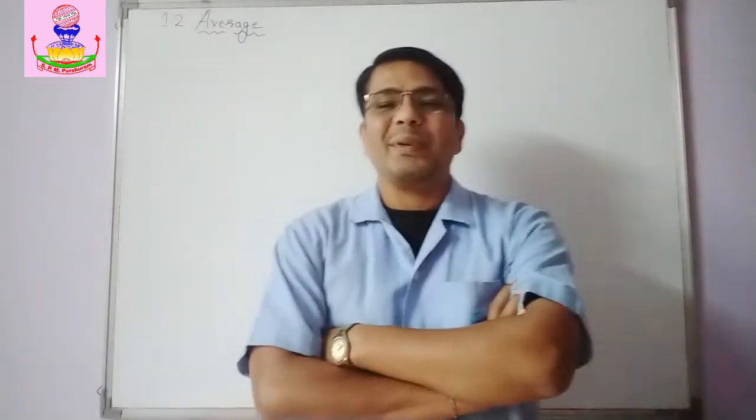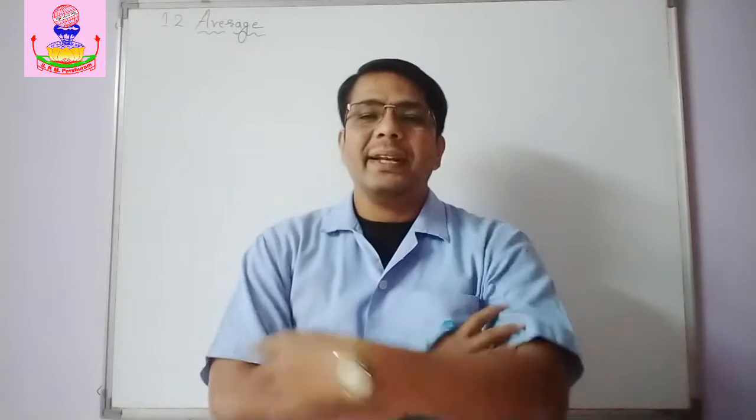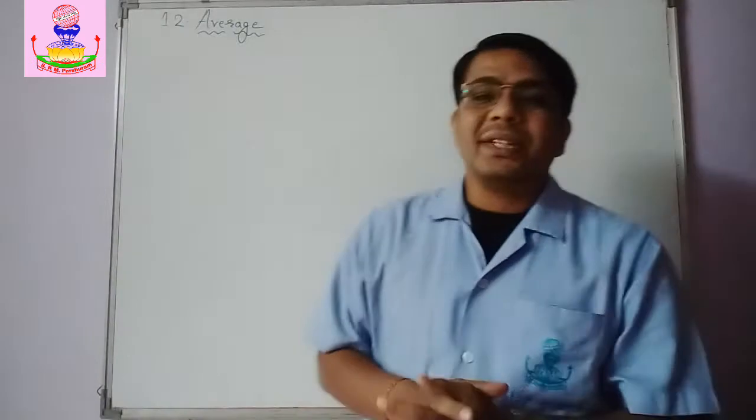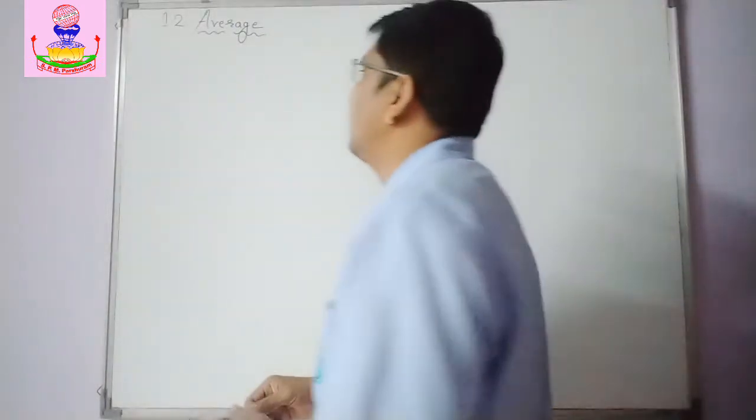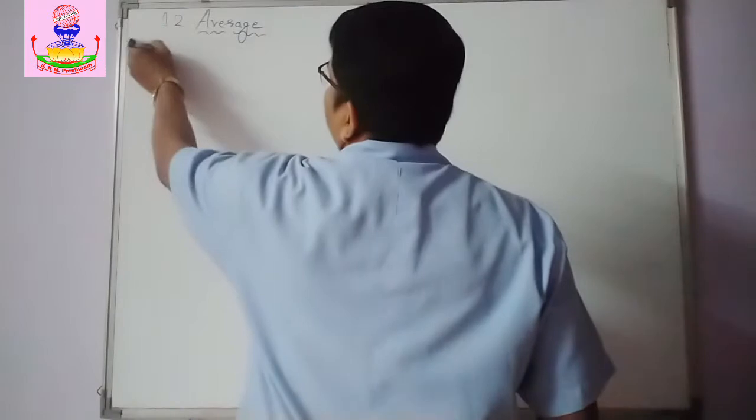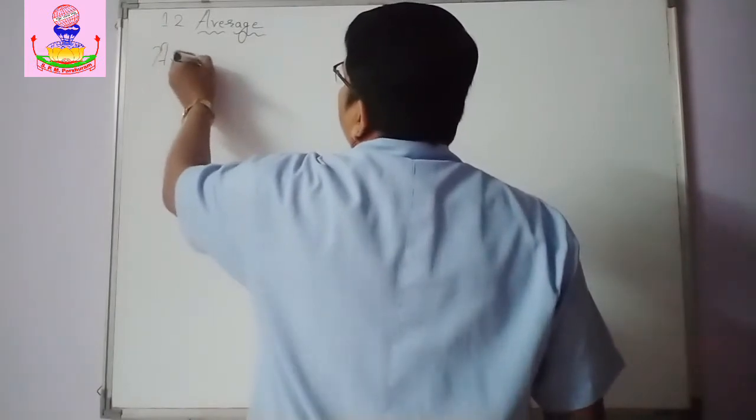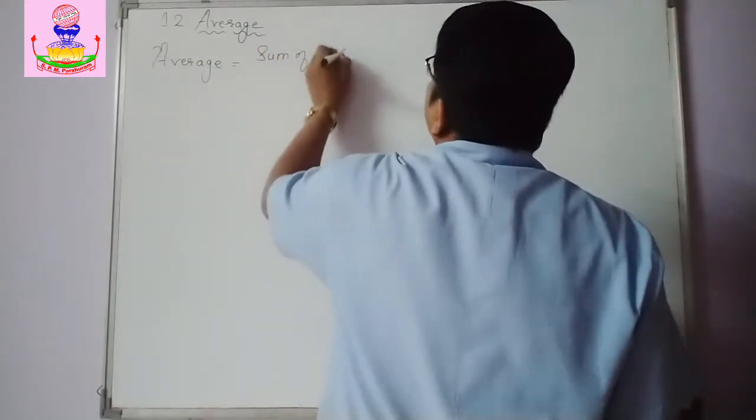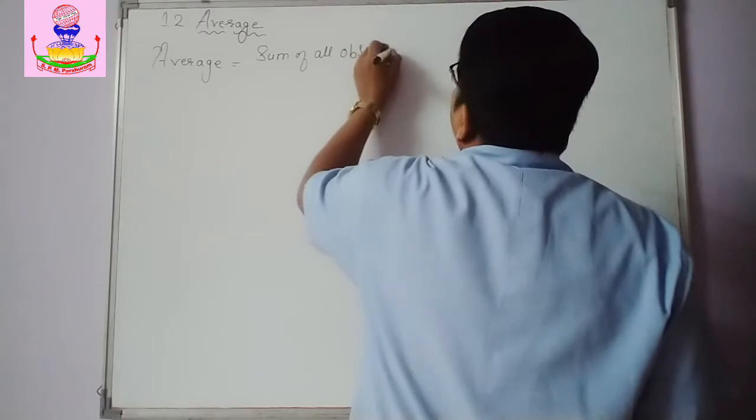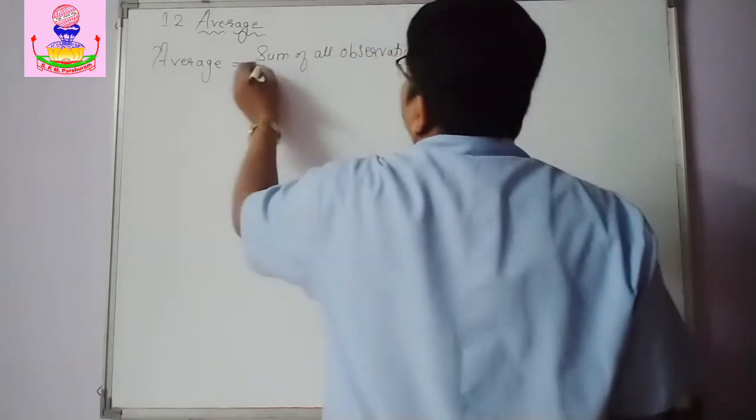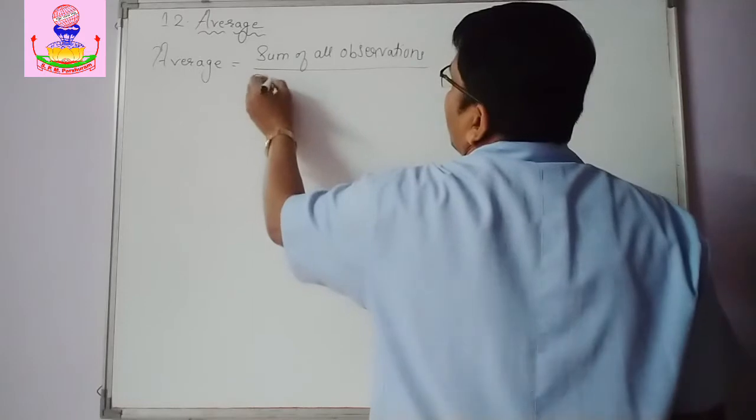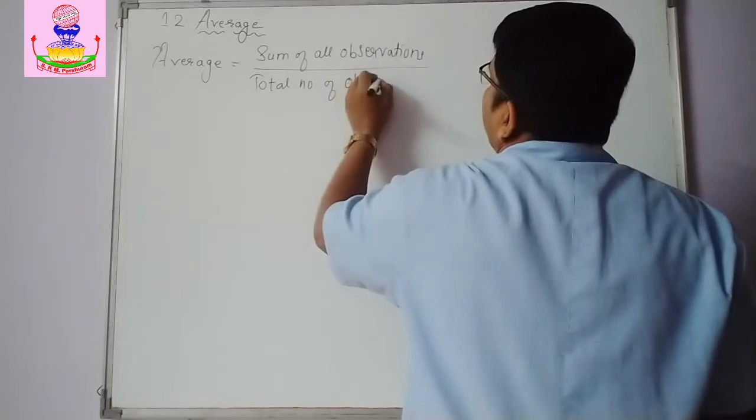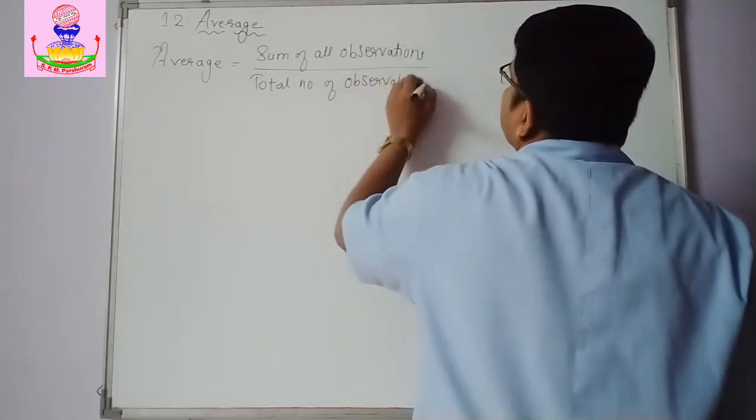Today we are going to begin with another new topic, that is average. Last year you might have studied average and you know the formula of average. Average is equivalent to the sum of all observations divided by the total number of observations. This formula you might have studied last year, right?